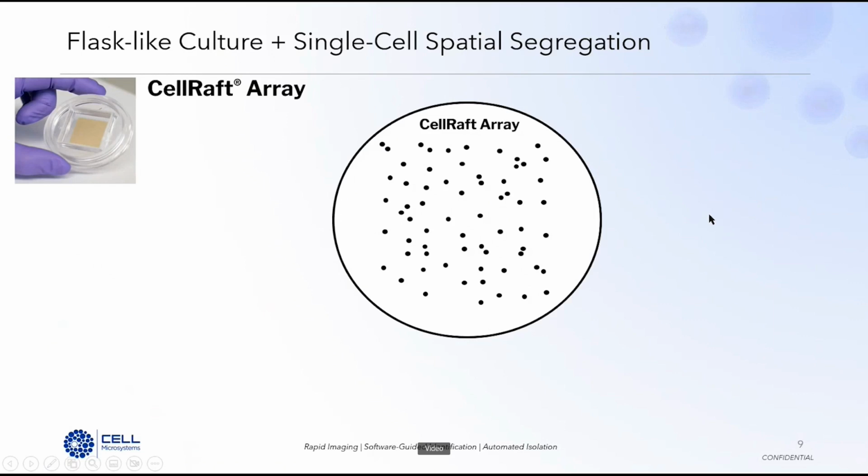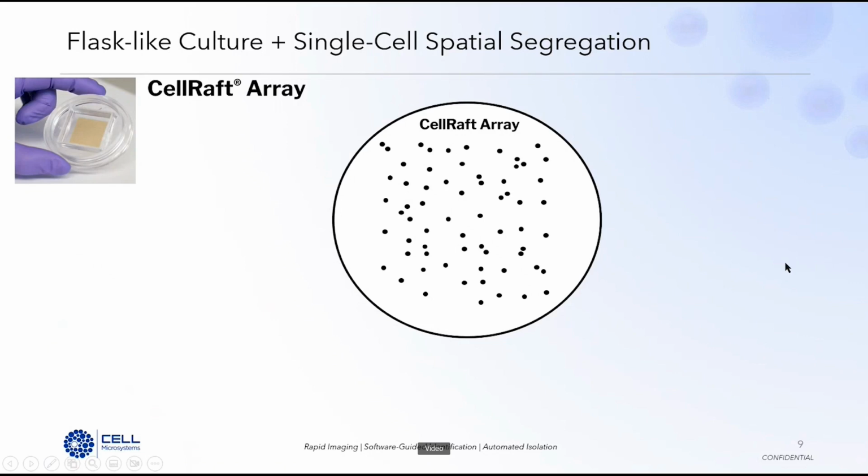So as I've already told you, the benefits of cell culture are really hinging on the fact that the cells are growing in a flask where they're able to communicate with each other and share paracrine signaling. But this does not allow for single cell spatial segregation that is required in order to do monoclonal cell line development. So an ideal solution to solve these pain points in cell line development would be a tissue culture consumable that combines the ability of the cells to communicate with flask-like culture, but also maintaining single cell spatial segregation.